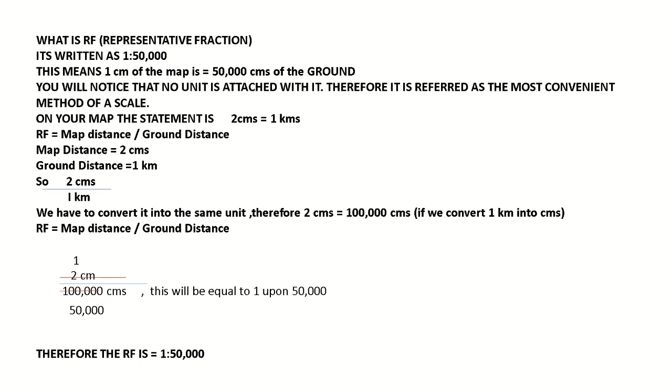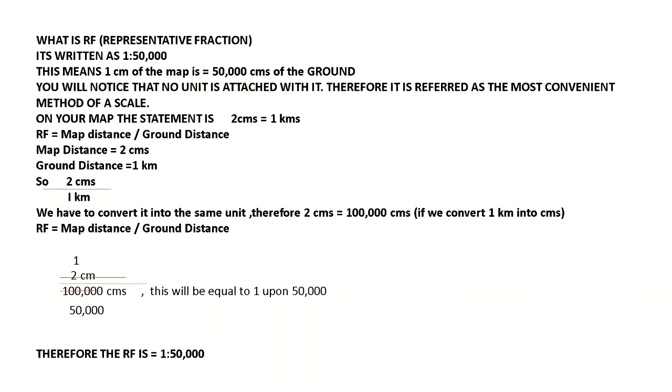Now on the map the statement is 2 centimeters equal to 1 kilometer. RF, meaning the representative fraction, is equal to map distance upon ground distance. Map distance is 2 centimeters, ground distance is 1 kilometer. So we write it like this, with the formula: map distance upon ground distance. But we cannot divide two types of unit. One has to be converted. So we convert 1 kilometer into centimeters.